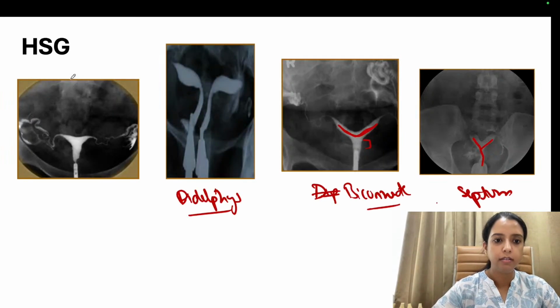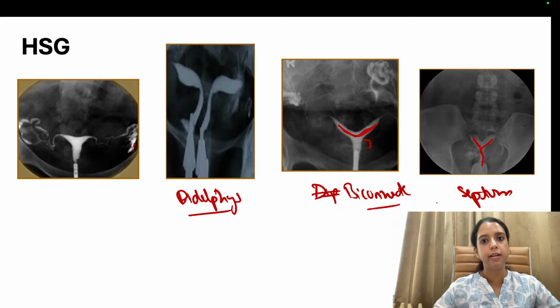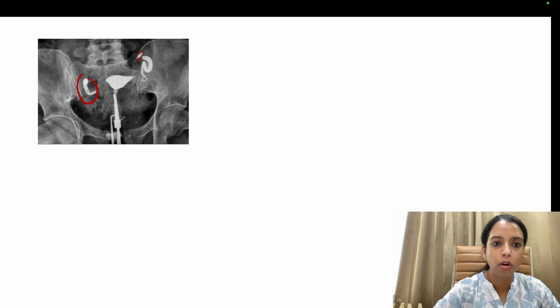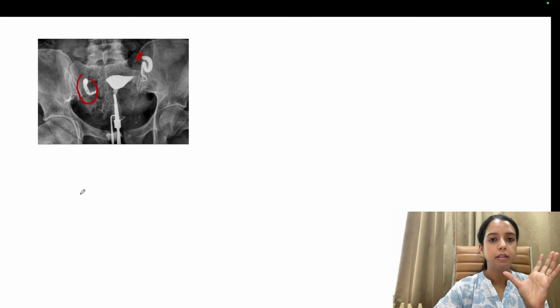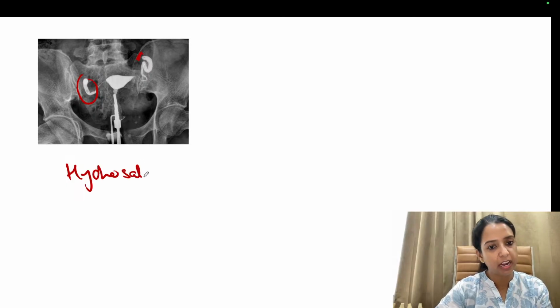What is this? Can you see the tubes are thick? Can you see the normal one? So thin tubes, ribbon-like, and this is spillage. The dye has spilled into the cavity. It has showered into the cavity. Now can you see there is no spillage and the tubes are blocked and dilated? What is it? Correct. Hydrosalpinx. Very good.